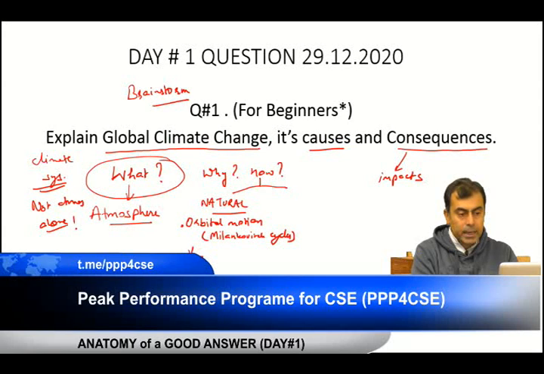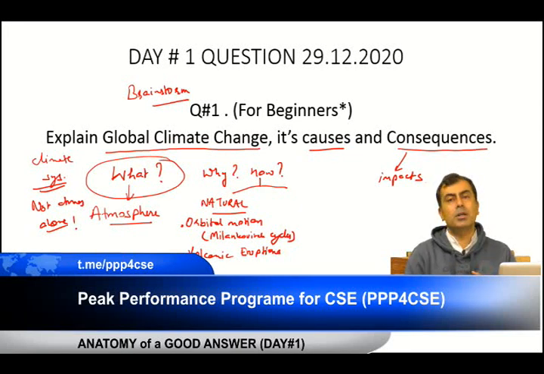Second is volcanic eruptions. Volcanic eruptions give out so much carbon dioxide, dust and other gases, they can do that. Third one is sunspot theory.